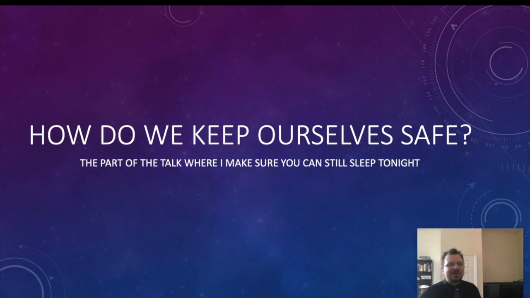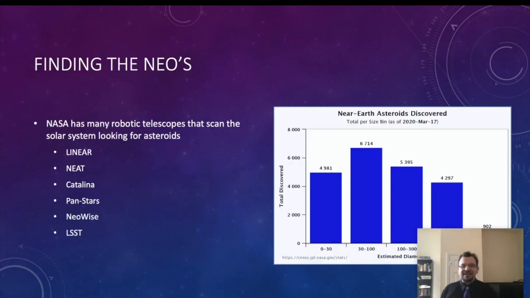So how do we keep ourselves safe? This is the part of the talk where I try to make sure that you can still sleep tonight. So finding near-Earth asteroids is going to be the important bit. And NASA has a whole bunch of robotic telescopes that scan the solar system looking for these objects. There's Linear, there's Catalina, there's Pan-STARRS, there's NEOWISE, there's LSST. There's a bunch of these that look out, get pictures of the sky, and just happen to also be really good at finding these asteroids.